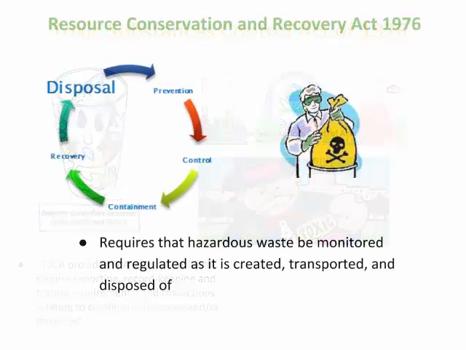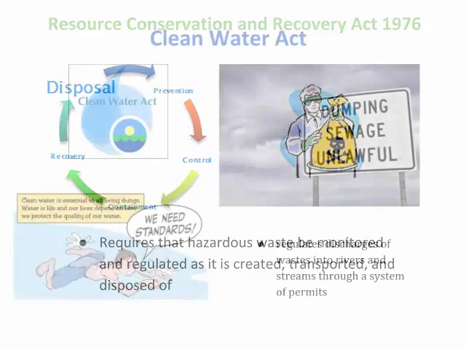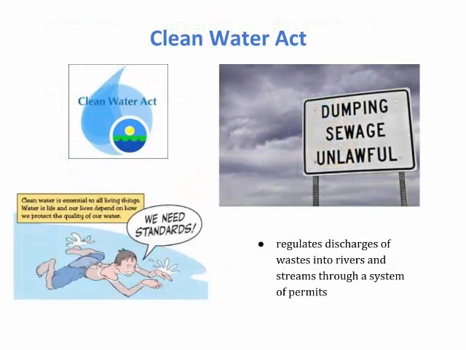The Resource Conservation and Recovery Act, abbreviated RCRA, and pronounced RCRA, is the Cradle to the Grave Act. This act requires that hazardous waste be monitored and regulated as it is created, transported, and disposed of. The Clean Water Act, which was originally termed the Federal Water Pollution Control Act, regulates discharges of waste into rivers and streams through a system of permits.